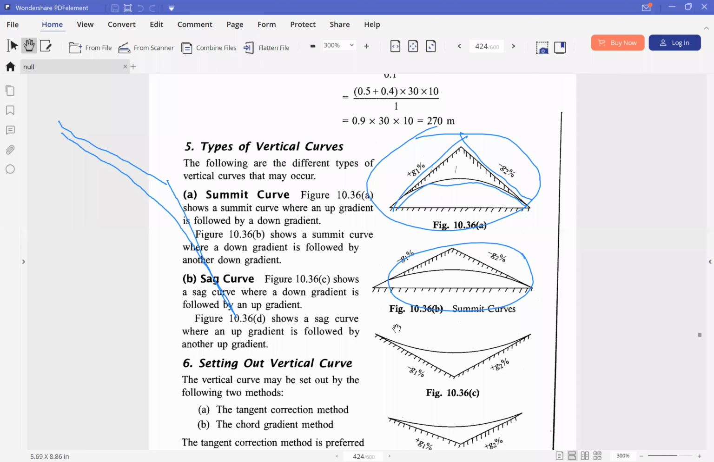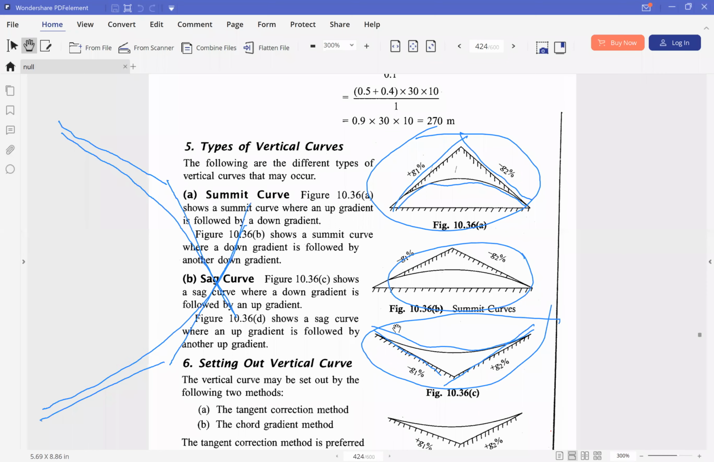Sag curve is formed when a downward gradient is followed by an upward gradient, like this, as you can see over here. This is a downward gradient, and this is followed by an upward gradient. Now, this curve is called the sag curve. Or if an upward gradient is followed by another upward gradient, let's say you are moving up the hill and there is a certain slope, and then after this the slope changes, but still it is an upward gradient. Now in this case again, the curve that will be formed will be a sag curve.